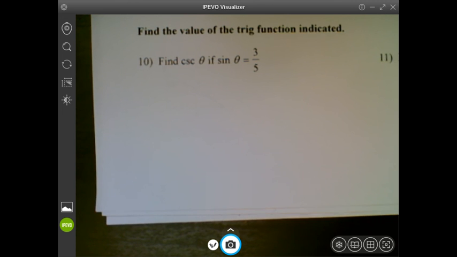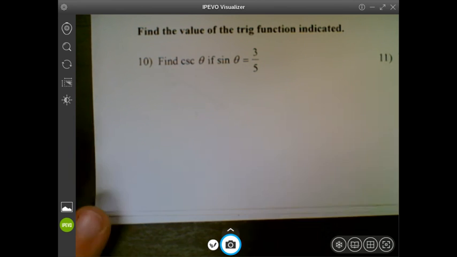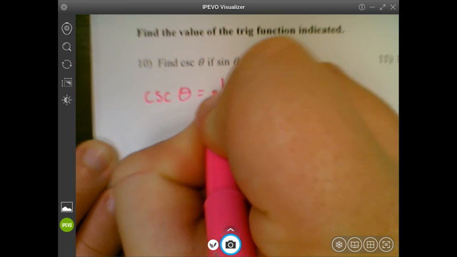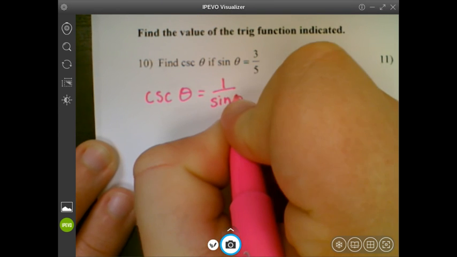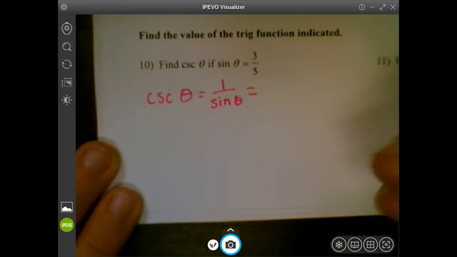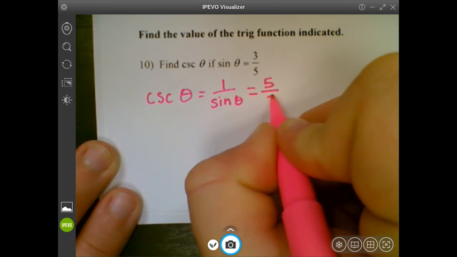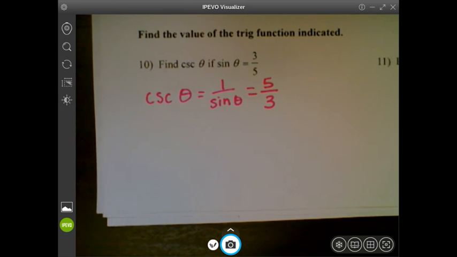All right, last type of question, we're going to find the cosecant of theta if the sine of theta is 3 over 5. And so there's the relationship between a sine and a cosecant, right? It says that the cosecant of theta is 1 over the sine of theta. So it's the reciprocal. So if sine is 3 over 5, then cosecant is 5 over 3. And it's as simple as that.